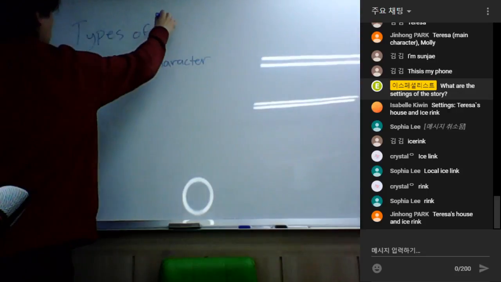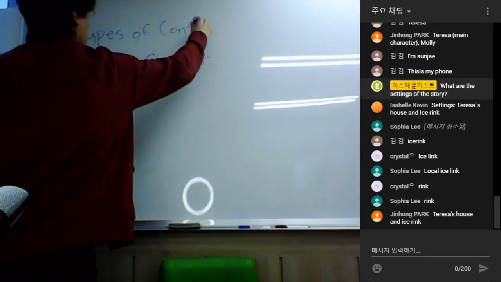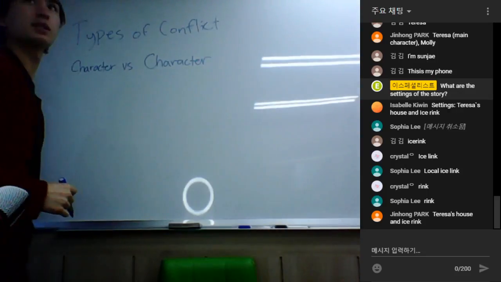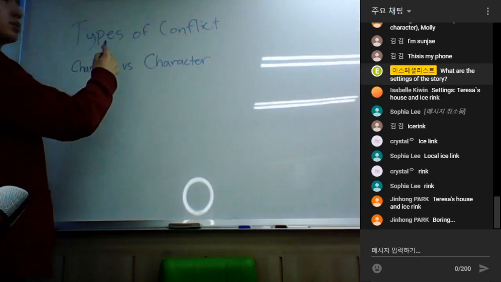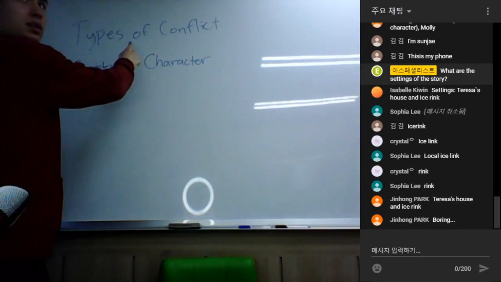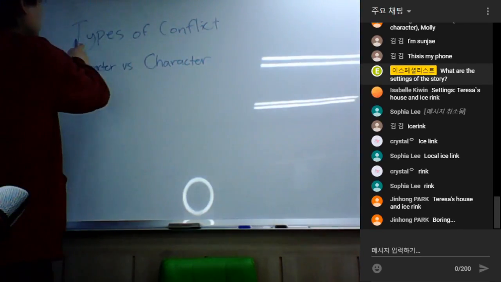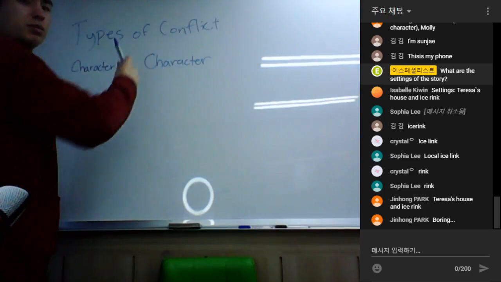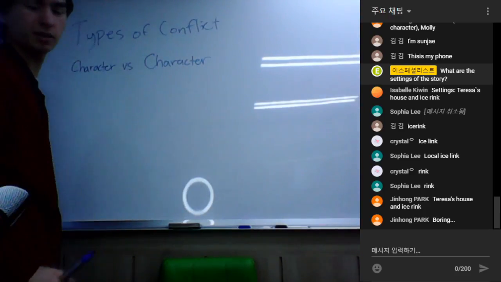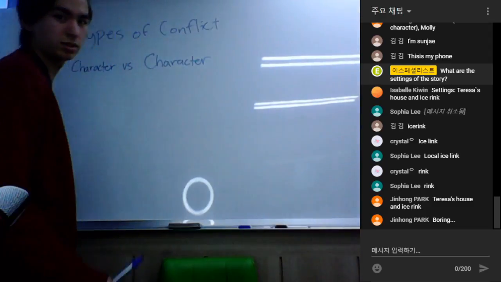Types of conflict. Can you see that? It's so interesting that it looks like it goes up, but it's a straight line on the board. Because the camera is pointing up, it looks like it's turned, okay?